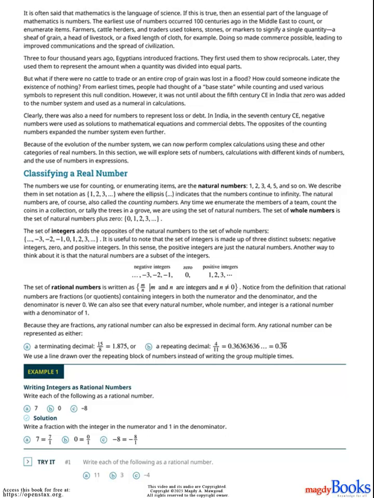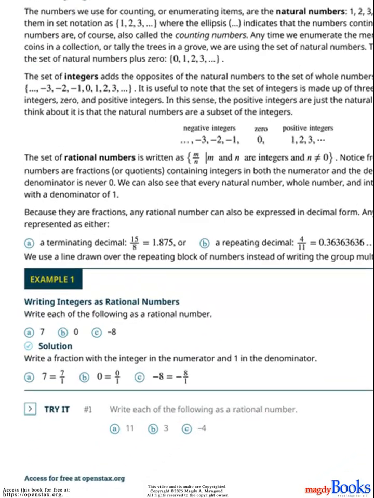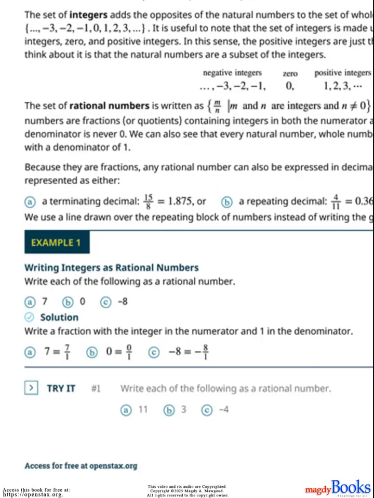= 0.36363636... = 0.36 with a bar over it. We use a line drawn over the repeating block of numbers instead of writing the group multiple times. Example 1. Writing integers as rational numbers.